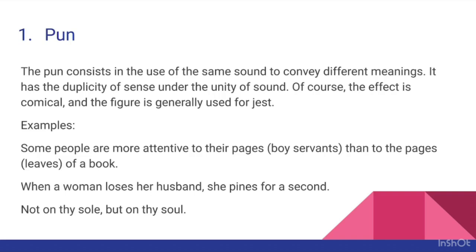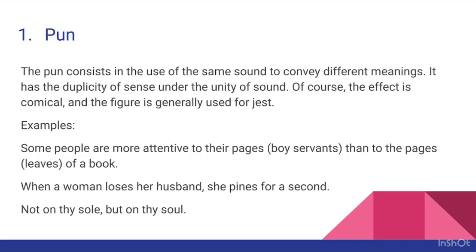Look at the first example. Some people are more attentive to their pages than to the pages of a book. So here the first word, pages, means boy servants, and the second pages means leaves of a book. So the two words are the same but they have different meanings. This is one way of using pun, where we use the same word with different meanings.